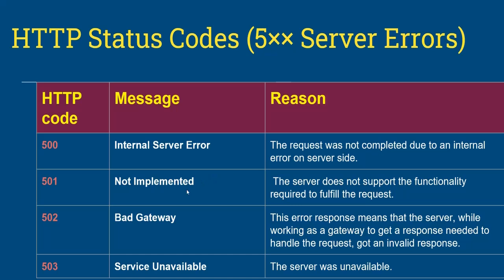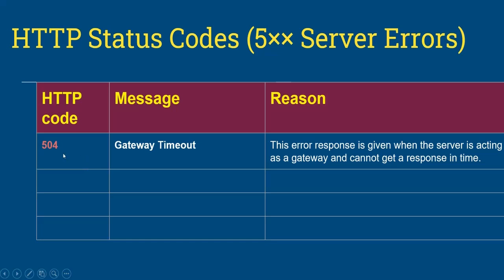Not implemented, 501: the server does not support the functionality required to fulfill the request. Bad gateway: this error response means that the server, while working as a gateway to get the response needed to handle the request, got an invalid response. 503 means service unavailable: the server is not available for some time, like when there is any downtime on the server side. Likewise we have another one, gateway timeout. These are all the normal errors.